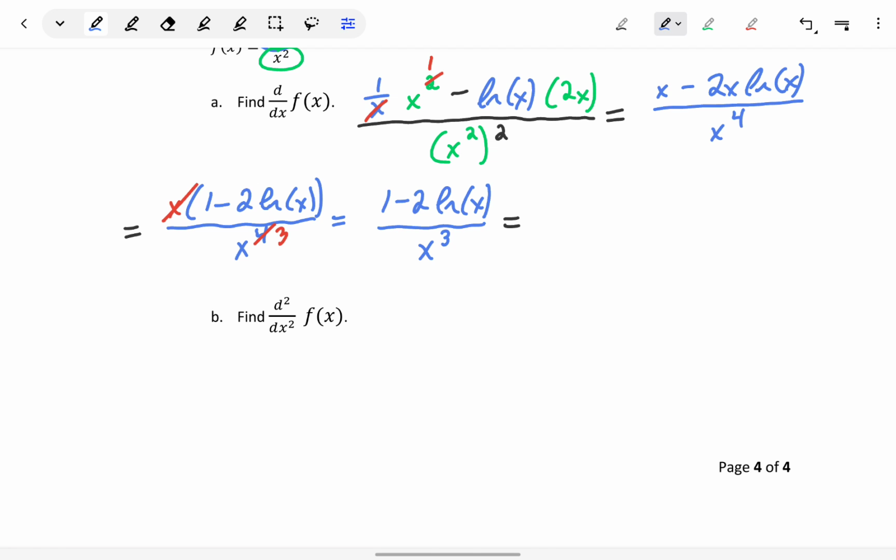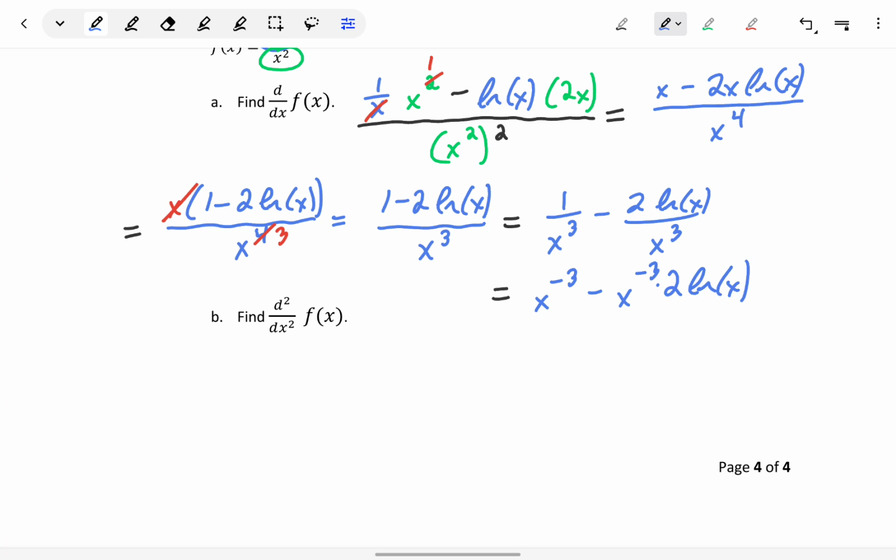Since I have a single term in the denominator, I can split this up as 1 over x cubed minus 2 times the natural log of x over x cubed. And then I can rewrite each of those expressions in the denominator with a negative exponent. So I can rewrite this as x to the negative third minus x to the negative third times 2 times the natural log of x.